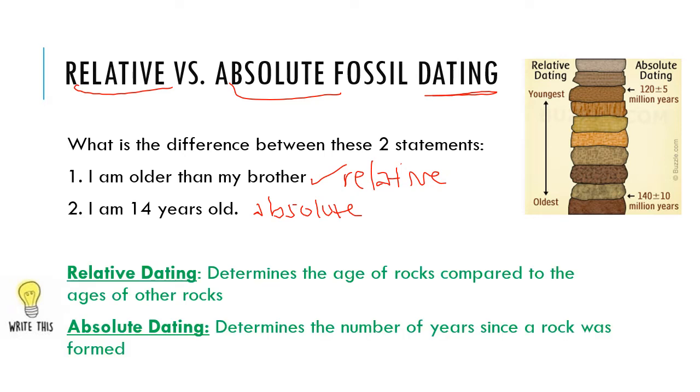So this relates to our ideas of relative versus absolute dating, because relative dating determines the age of rocks compared to the ages of other rocks. Not necessarily saying the exact number. Whereas absolute dating determines the number of years since a rock was formed. So if you see in this image over here, relative dating is mostly just saying is it younger, is it older, whereas absolute dating is giving us more concrete numbers to work with.